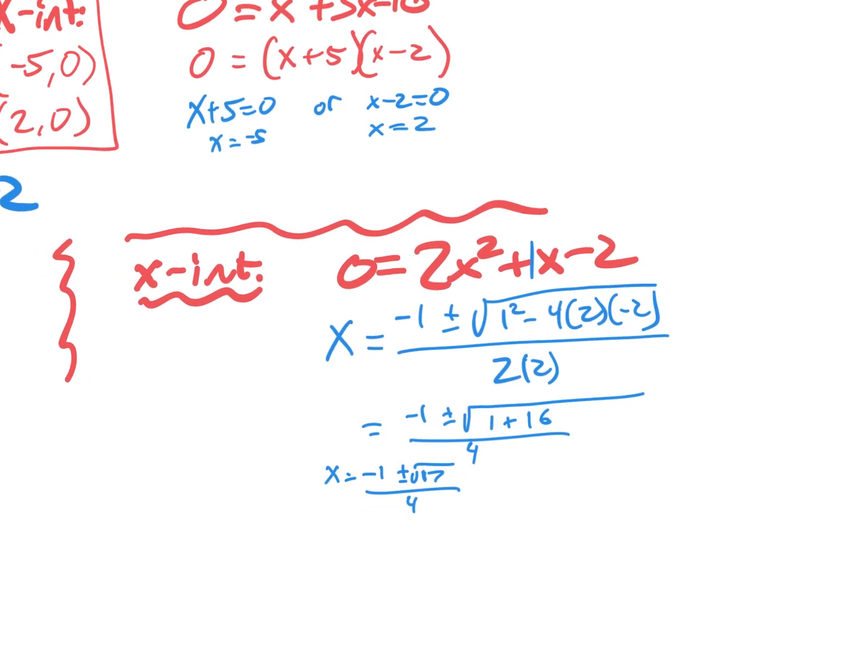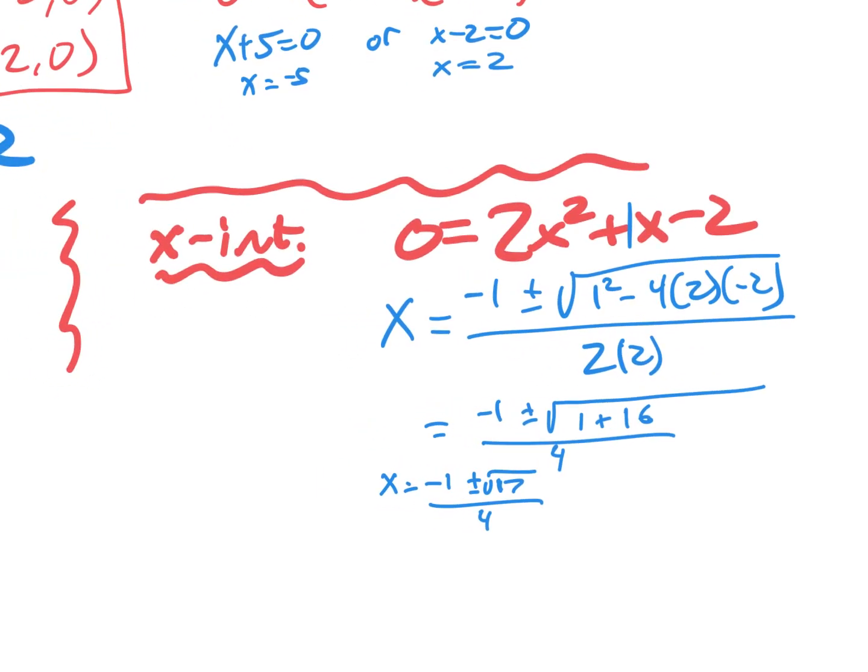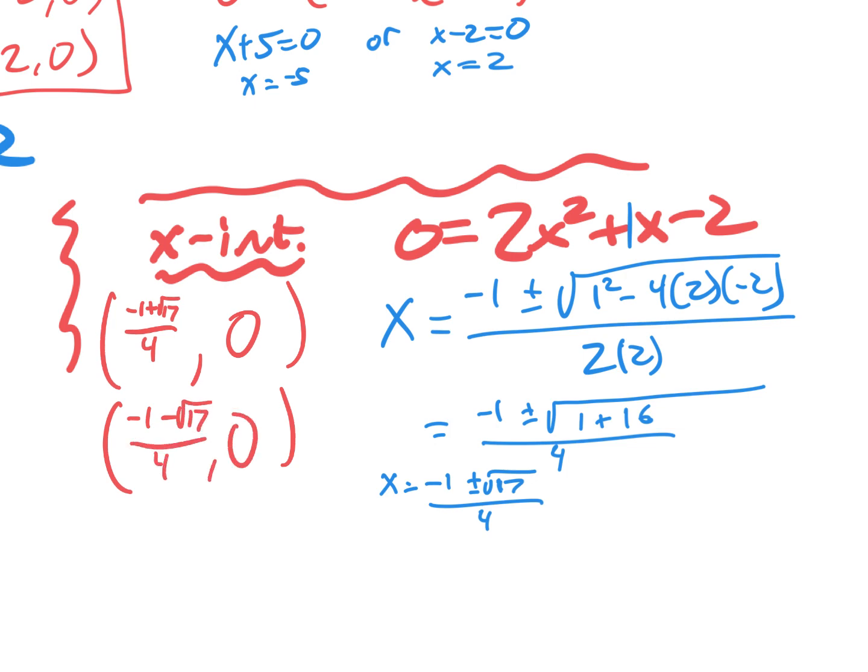Okay, so that is an irrational number. So we have two x-intercepts. The first x-intercept is negative 1 plus the square root of 17 all over 4, 0. And the second one is negative 1 minus the square root of 17 all over 4, comma 0.